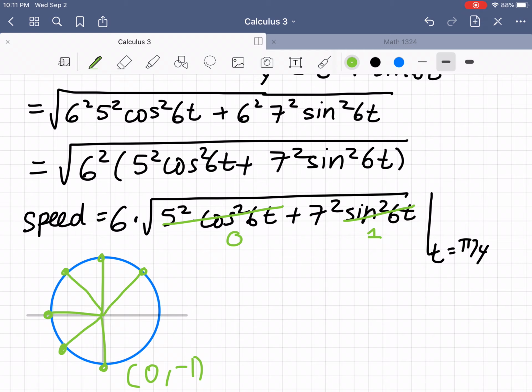So that results in the speed at pi over 4 for this particle to be 6 times the square root of 7 squared, or in other words 7. And that gives you 42.